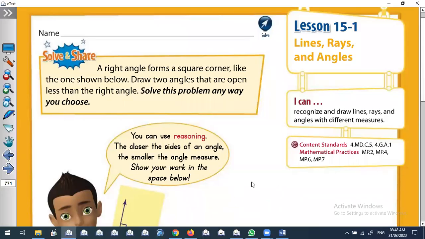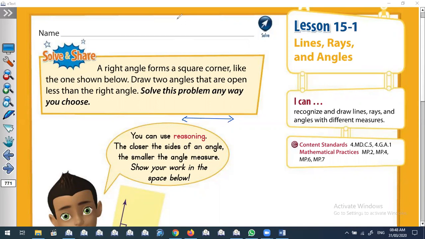How are you today? Our lesson today is lesson 15.1, which is lines and rays and angles. First, we need to know what is the meaning of line and ray and angle. A line is like that, a line segment that has two arrows. This is called a line.